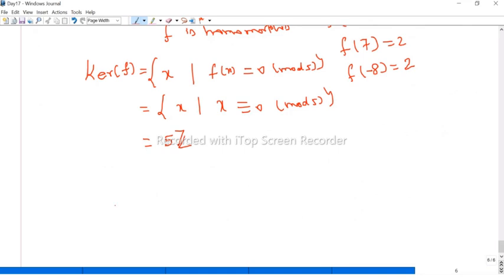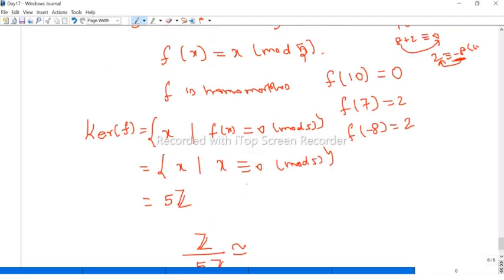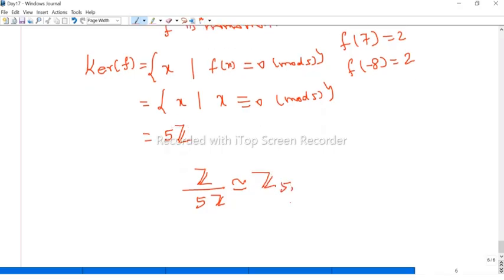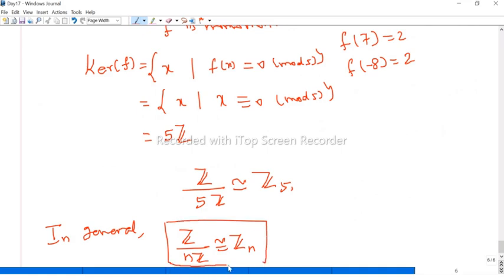Therefore, by the first isomorphism theorem, Z by the kernel, here the kernel is 5Z, is isomorphic to the range. The range is all of Z5, since this maps onto all the elements. It's an onto function. In general, it's a very important result: Z by nZ, all multiples of n, is isomorphic to Zn. Very, very important result. So Z by nZ is isomorphic to Zn.